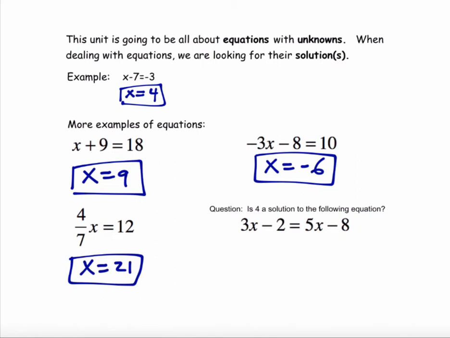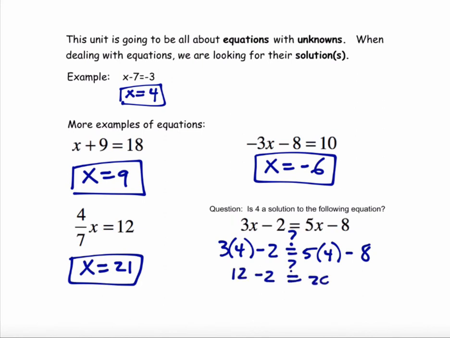And all you do is you substitute in 4 for your variable anywhere that exists and see if you get a true statement. Here's a key point. Whenever we're testing and we're not sure whether we have a true statement or not, I like to let the reader know that by putting a question mark. We're saying, hey, I don't know, reader. Are these equal? We'll find out soon. 3 times 4 is 12. 12 minus 2. Is that equal to 20 minus 8?